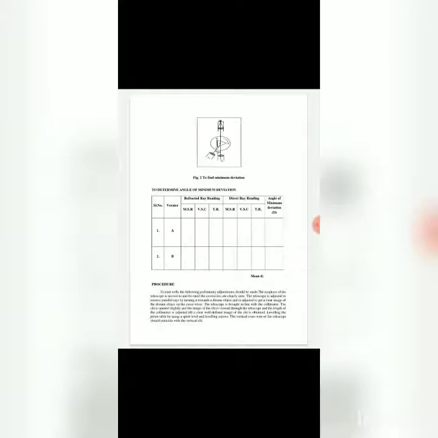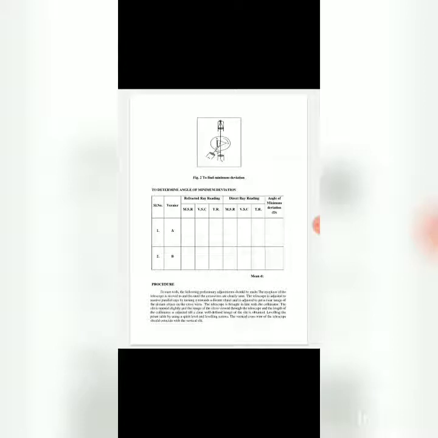To start with, the following preliminary adjustments should be made. The eyepiece of the telescope is moved to and fro until the crosswires are clearly seen. The telescope is adjusted to parallel rays by turning it towards a distant object, and is adjusted to get a clear image of the distant object on the crosswire.